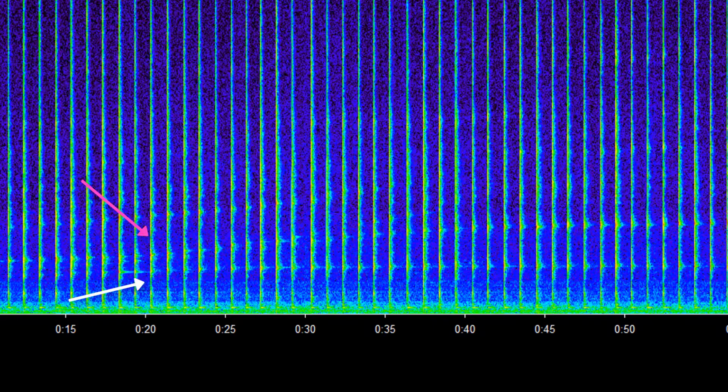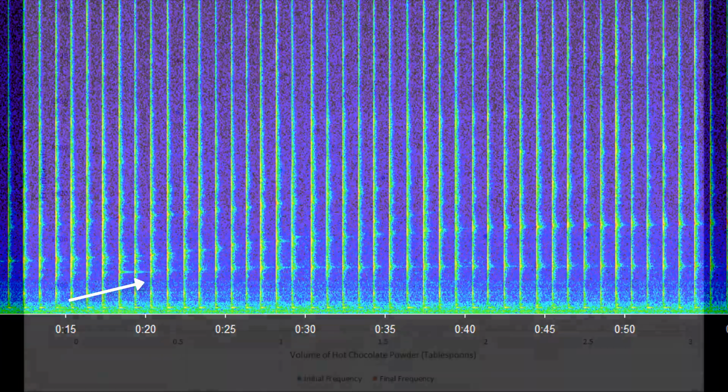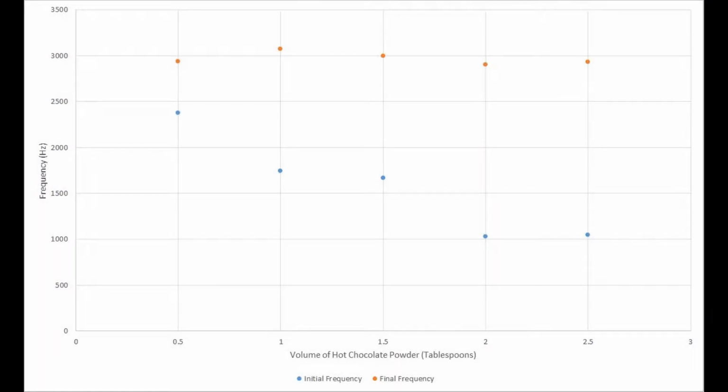Now to really put this theory to the test, I repeated the process for various volumes of hot chocolate powder and recorded the initial and final frequencies for each. Let's take a look at that data. The blue dots are the initial frequency, which gets lower as we increase the volume of hot chocolate powder. This is because the volume of hot chocolate powder is acting as a proxy for the volume of bubbles in the hot chocolate. As we add more powder, more bubbles form, making the hot chocolate more easily compressible and giving it a lower fundamental frequency.